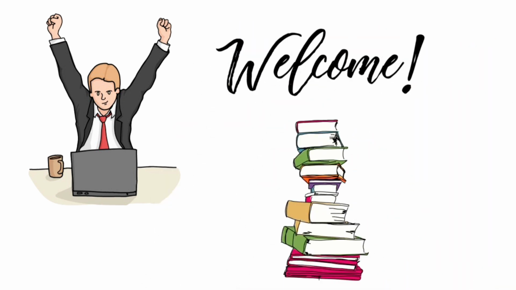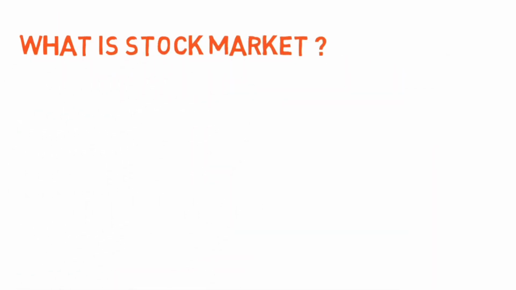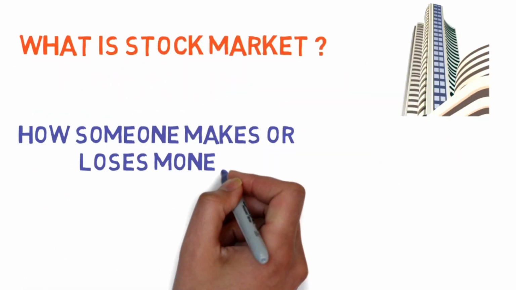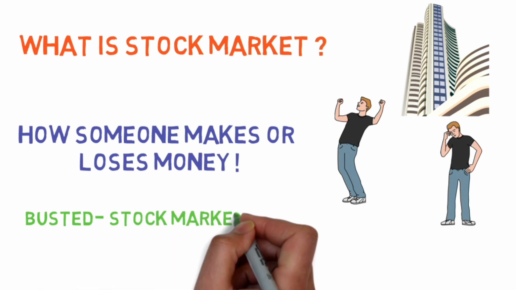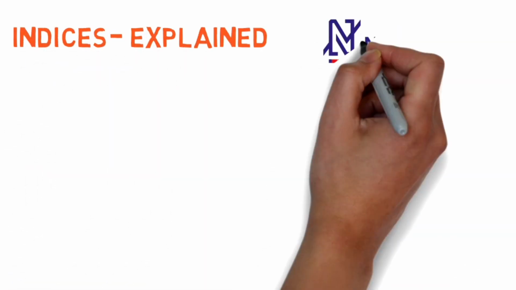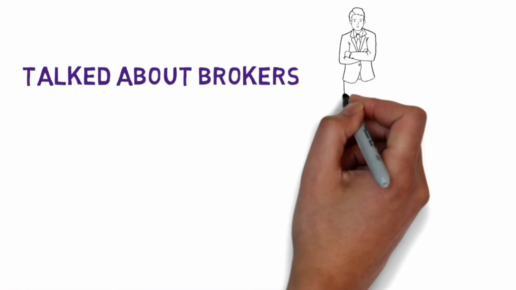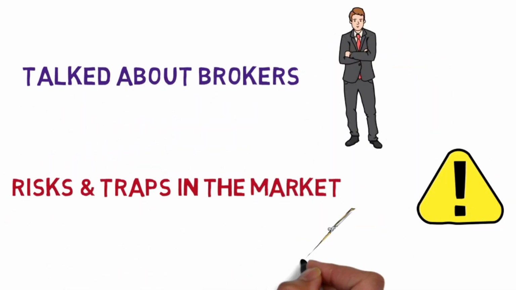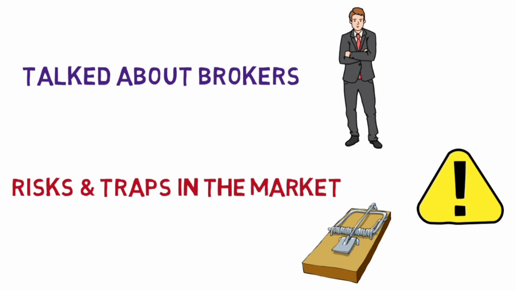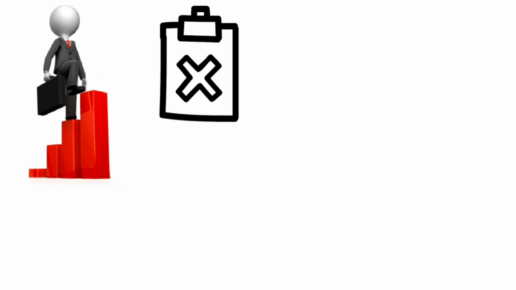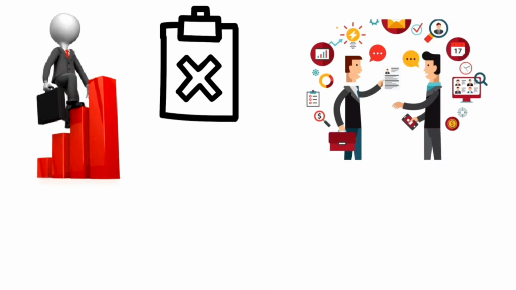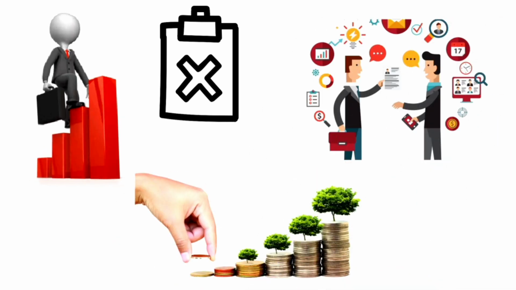stock market. We have learned what is the stock market, how does someone make and lose money in the market. We have busted the stock market myths, talked about indices, explored trading, active and passive investments, talked about brokers and other risks and traps that are there in the market. No, this is not all, but yeah, good enough to propel you to the next level. So today we will discuss things and resources that you need to start with your investments in the stock market.